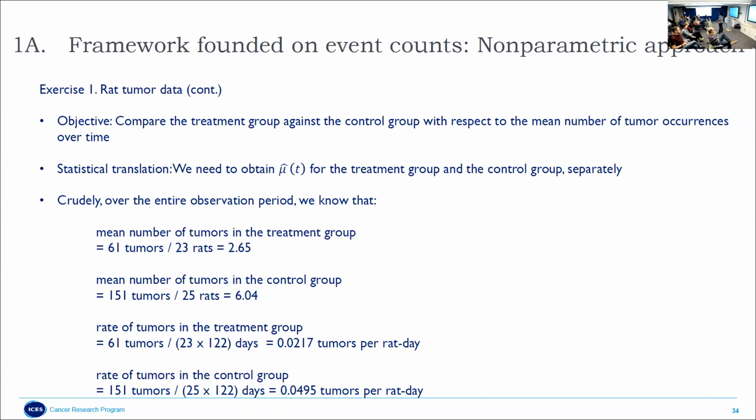Okay, so in this data, what's the objective? They wanted to know if getting treated would decrease your rate of tumor occurrences over time. So what's the statistical translation for me? I want to understand the mean cumulative function. So over time, what does it look like for the treated group and what does it look like for the control group, as an initial crude analysis? Now, of course, I can compute the mean tumors over time. For example, in the treated group, I can take all the tumors that happen in the treated group and divide it by the number of rats in that group. But that's a very crude estimate of the rate of the event.